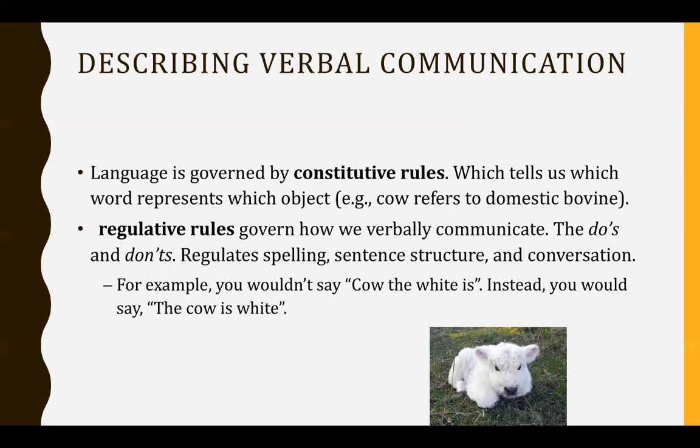Language is governed by constitutive rules. Constitutive rules tell us which words represent which object. For example, cow refers to domestic bovines.